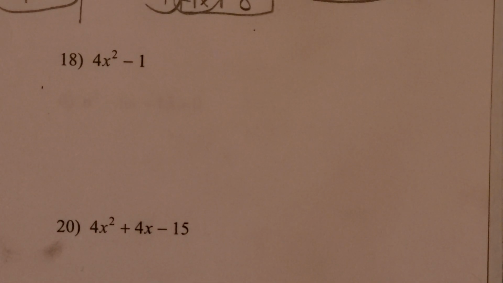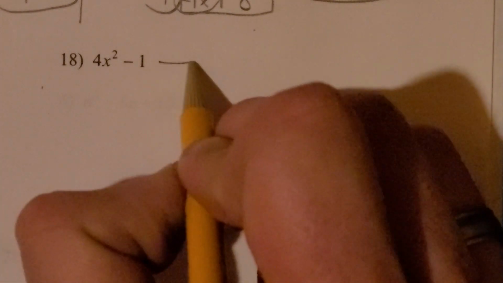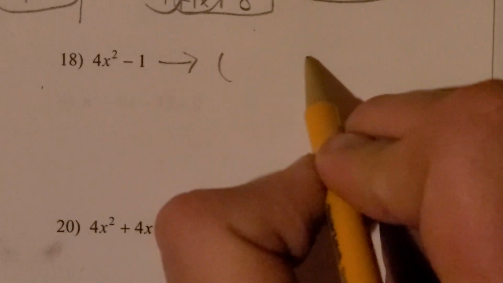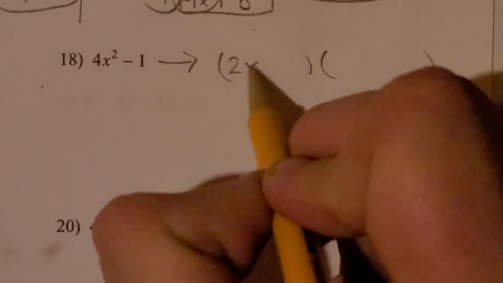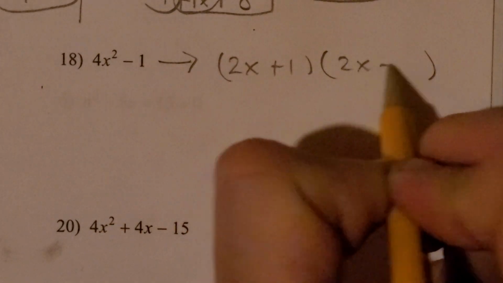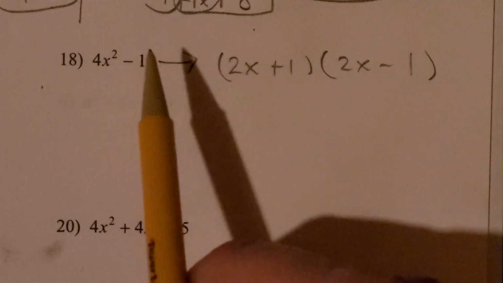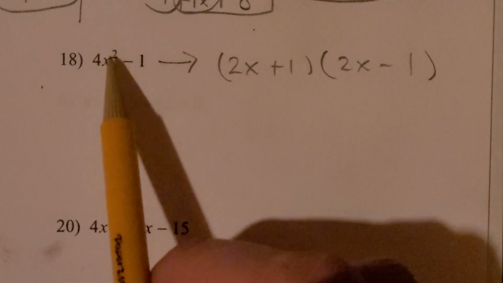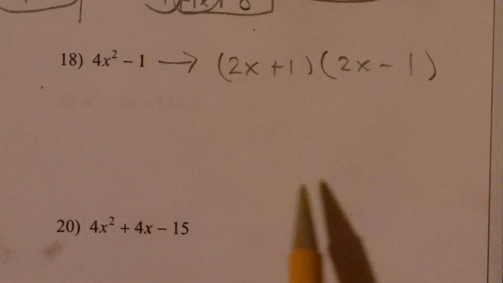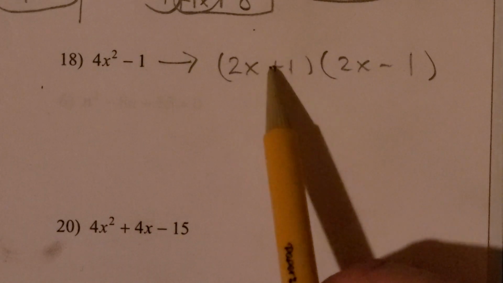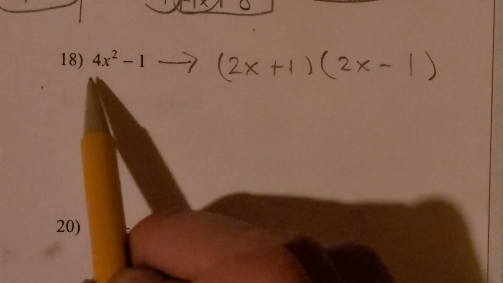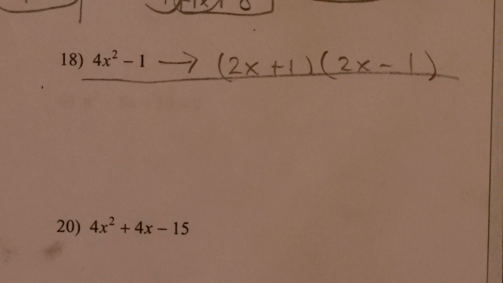Should have done it in one of two ways. Maybe you recognize this as a special case. This is a difference of two squares. Meaning, my answer is 2x plus 1, 2x minus 1. Which you get from saying, what's the square root of 4x squared? 2x, 2x. What's the square root of 1? 1, 1. Plus, minus. That's if you remembered that this was a special case.